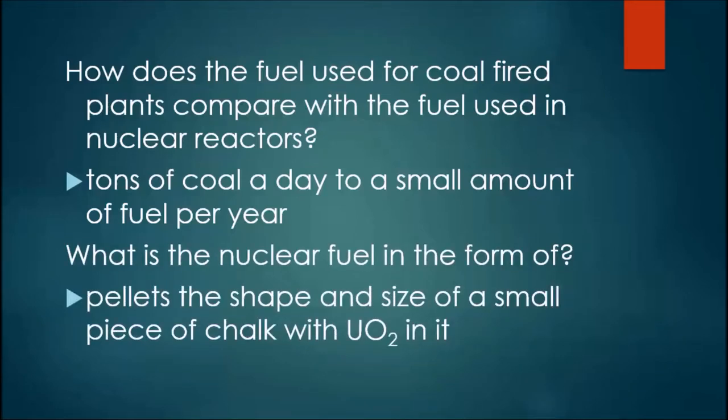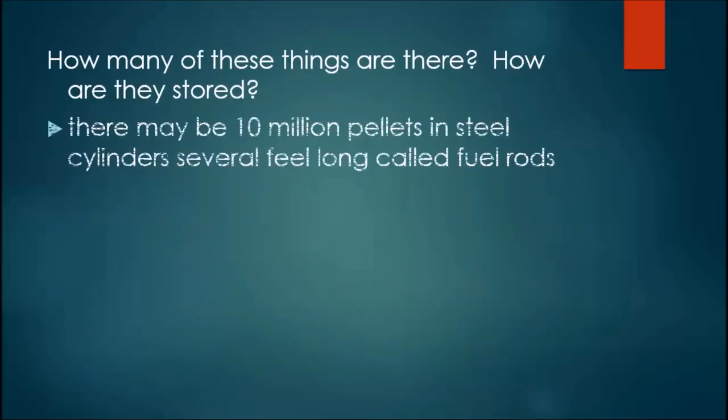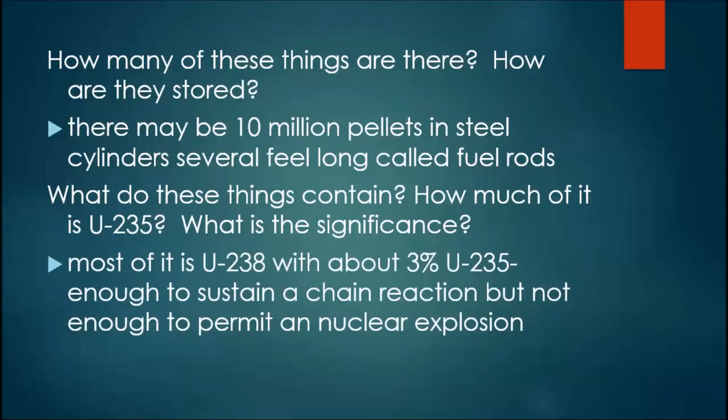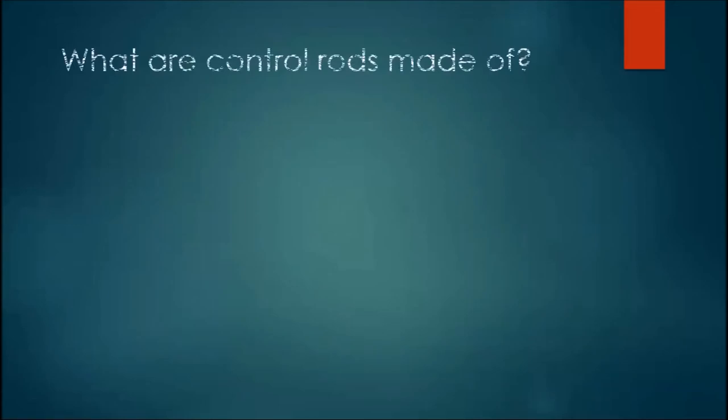The nuclear fuel is in the little pellets that I showed you, little black pellets, and inside there's some uranium dioxide. There might be 10 million of those things in the energy rods or the fuel rods. They contain mostly uranium-238 with about 3% uranium-235. What's the significance of it only being 3%? No nuclear explosion. Bad stuff can happen and has, but no nuclear explosion.